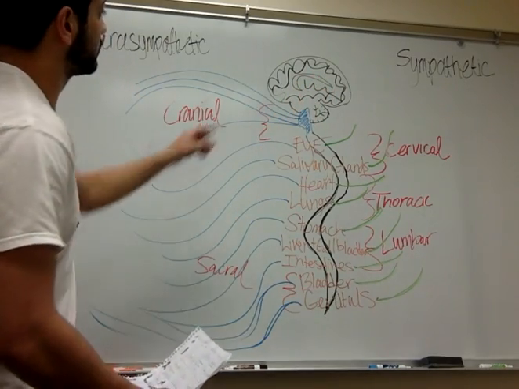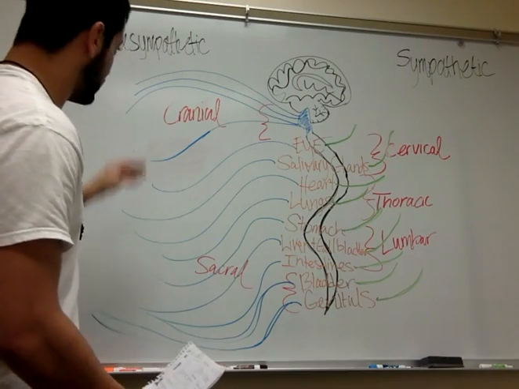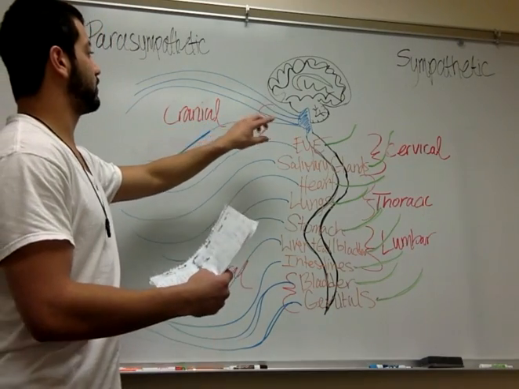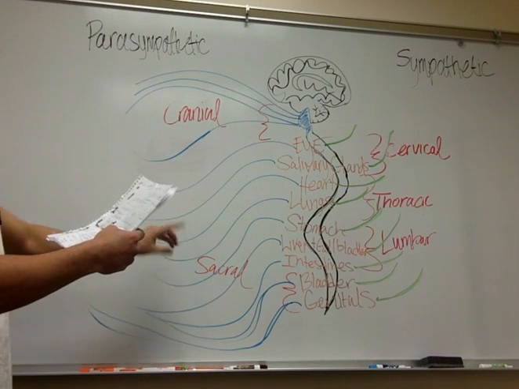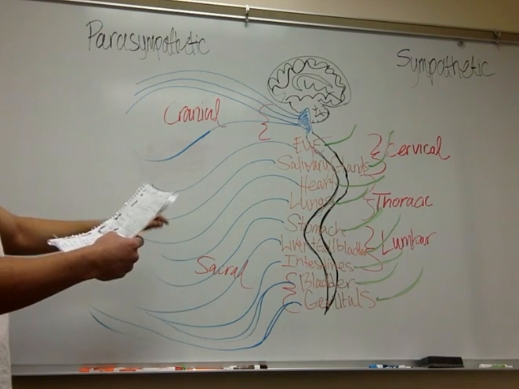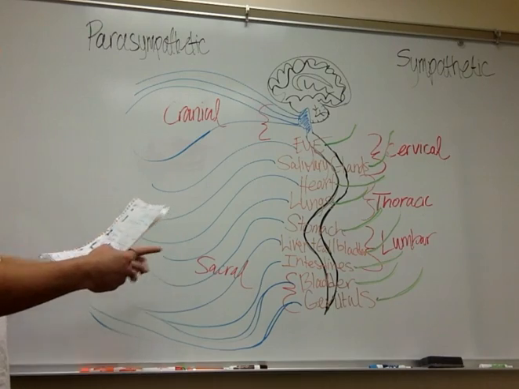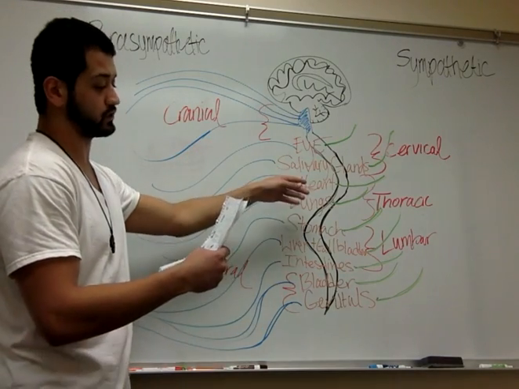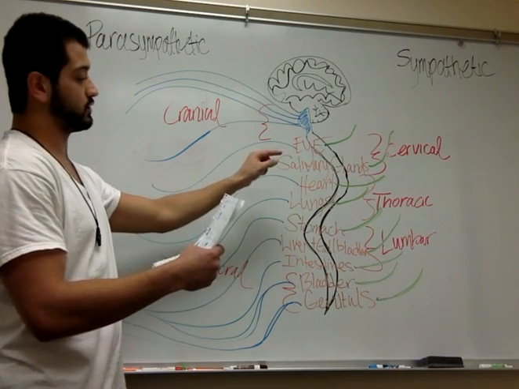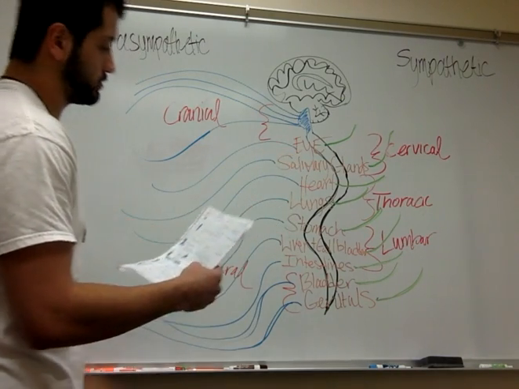Here we have the location of each one. In the parasympathetic, the fibers come from the brainstem and also the sacral region, craniosacral, which is both, and they exit from S2 to S4, whereas in the sympathetic they come from the thoracolumbar region, which exits from T1 to about L2.